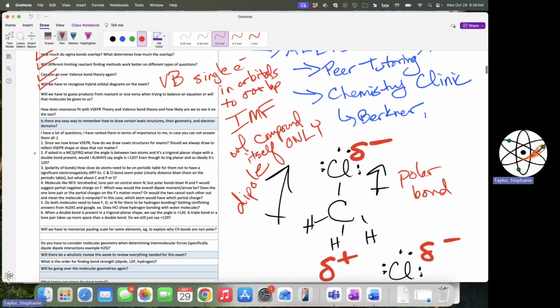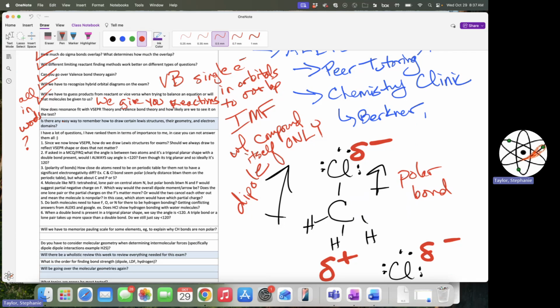Will we have to guess products from reactants or vice versa when trying to balance an equation, or will the molecules be given to us? We give you the equations. So we give you reactions. Now, keep in mind that while we will give you the reactions, we could do that all in words. So you do not have to predict any products for exam 3. Predicting products is something you will do on exam 4. So that is coming up this semester, but that is coming up in exam 4.